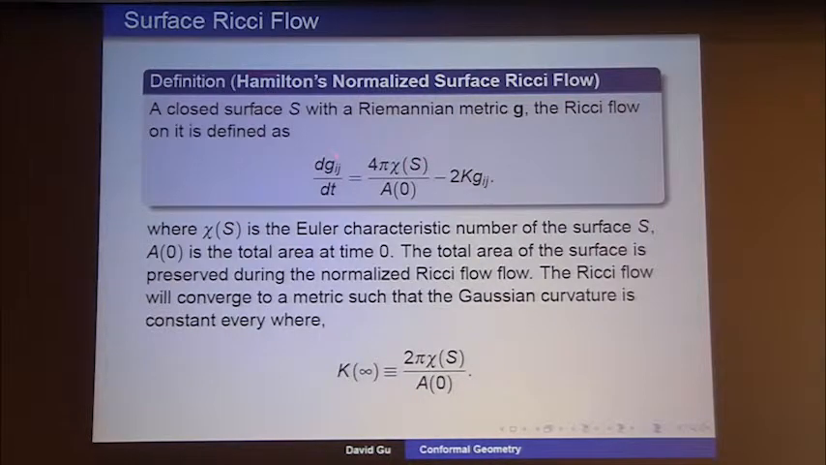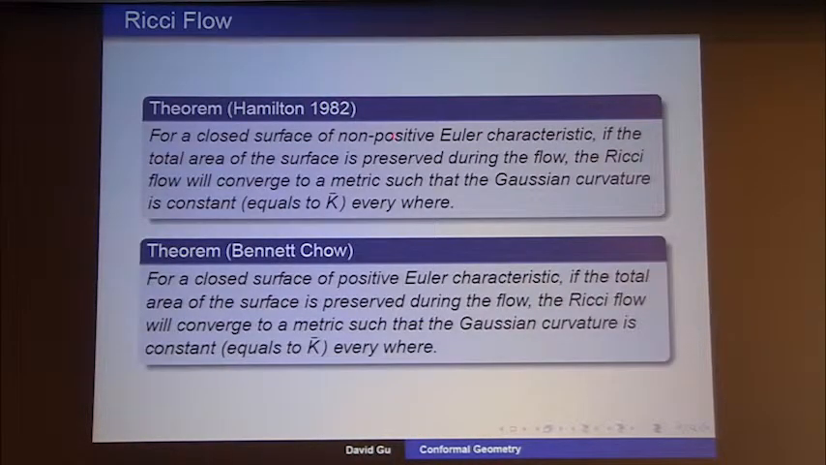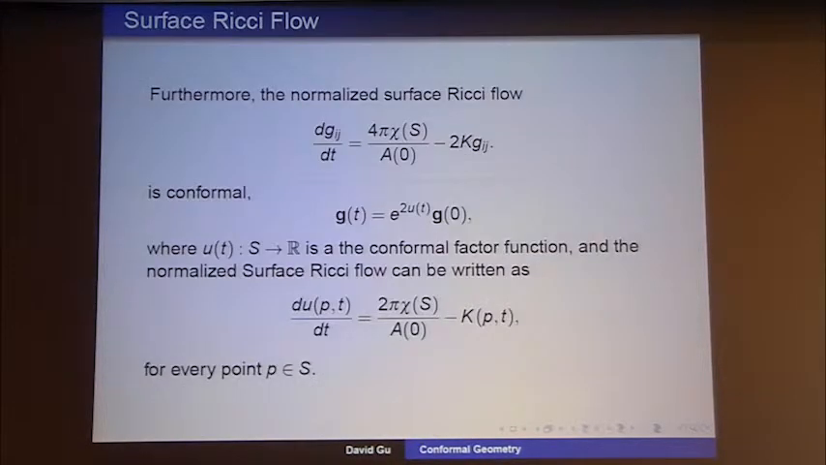This is called the normalized surface Ricci flow. We can prove that during the flow, the total area doesn't change, so the total area is a constant. This flow will eventually converge to the Gaussian curvature being constant everywhere. This was proven by Hamilton in 1982 for genus 1 and the high genus case. Then Chow, five years later, proved this convergence for the genus 0 case. For the surface case, the Ricci flow is very special, which is conformal.